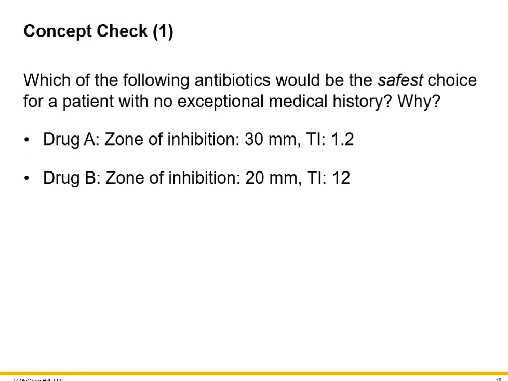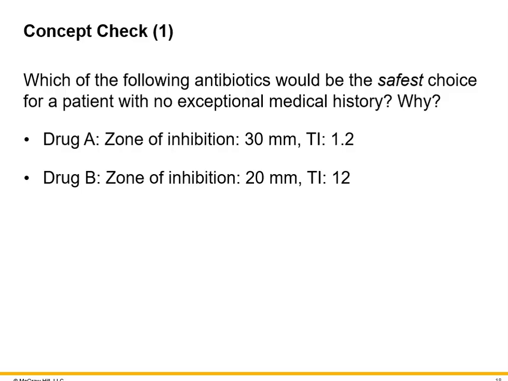So here's a question for you, to consider what we've been talking about. Which of the following antibiotics would be the safest choice for a patient with no exceptional medical history? We have drug A with a zone of inhibition of 30 millimeters, and drug B with a zone of inhibition of 20 millimeters. The larger the zone of inhibition, probably the more likely it is that the microorganism is going to be susceptible to that drug.